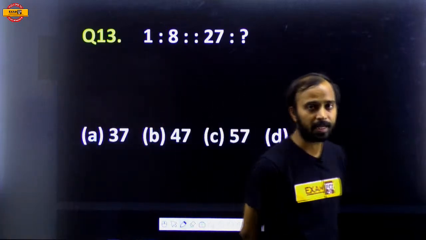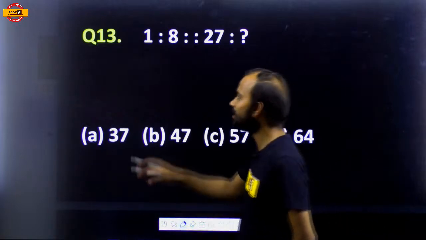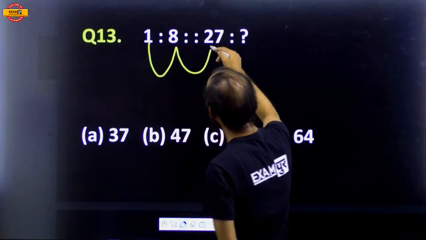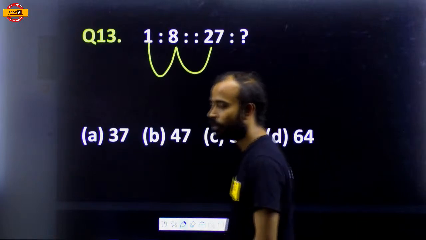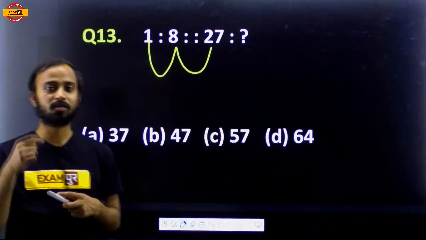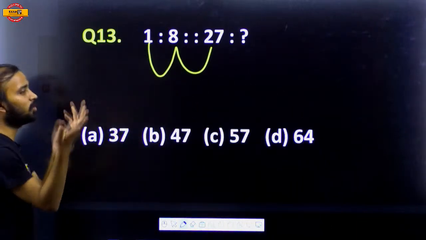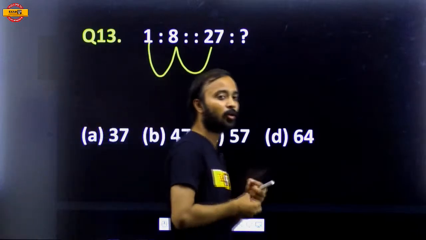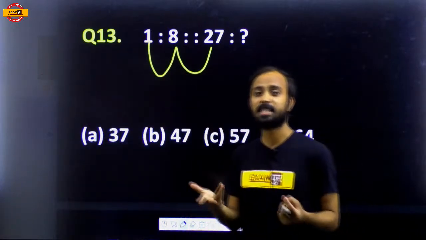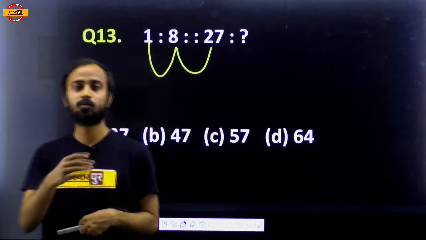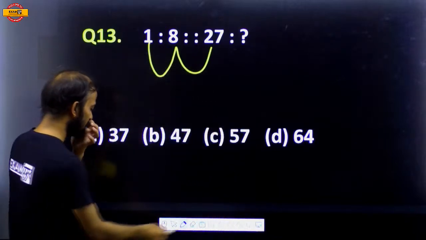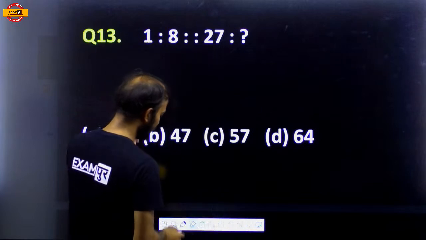1 is related to 8 and 27 is related to what? Because all these numbers are perfect cubes. Everybody knows 1, 8, 27. Because you know, cube of 1 is 1, cube of 2 is 8, cube of 3 is 27. So the next will be cube of 4. Cube of 4 is what? 64. Because these are perfect cube numbers.